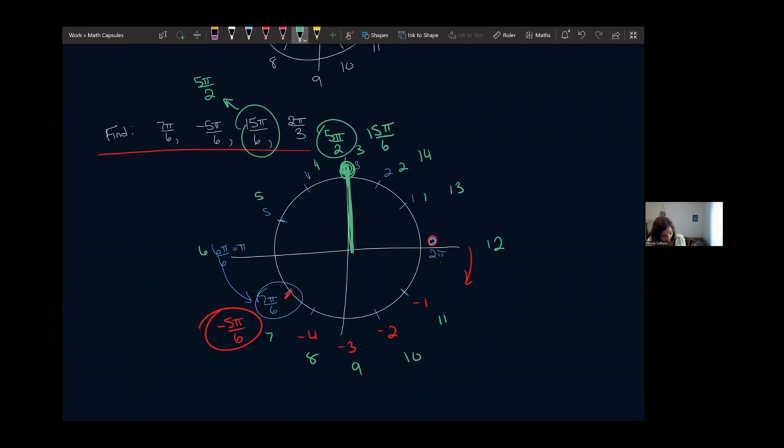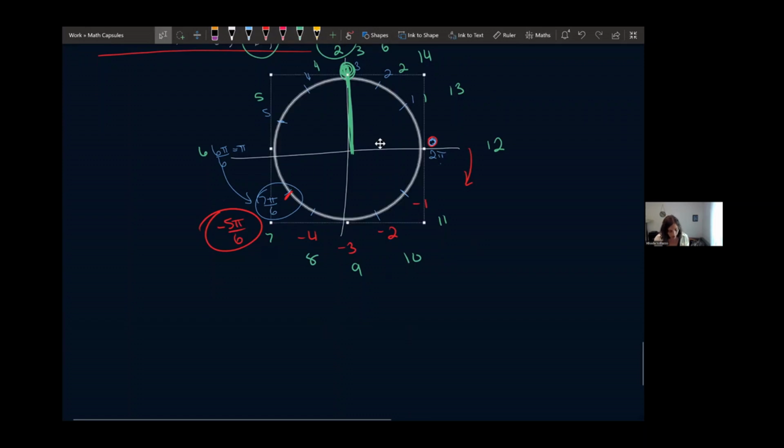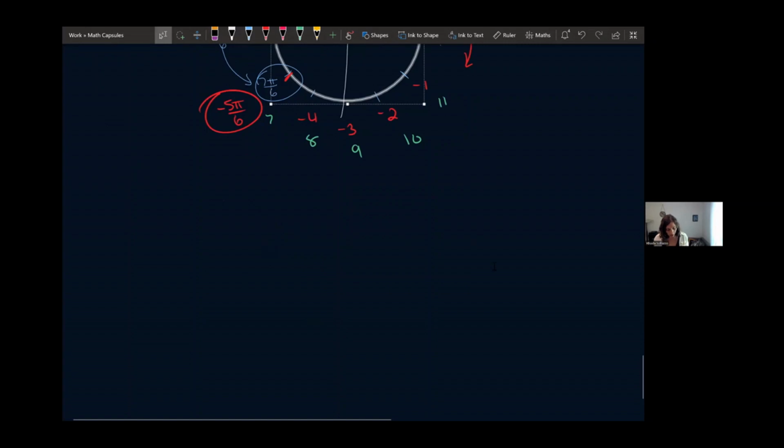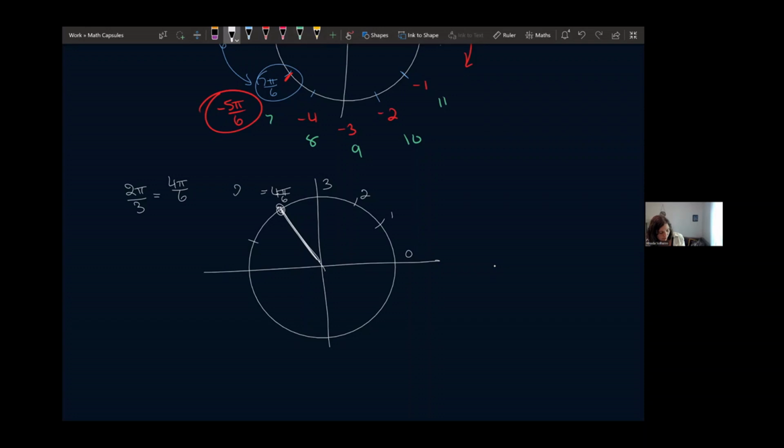Let me do the last one, but it's getting pretty messy here. So I'm going to start with a new circle. So last one is 2 pi over 3. Before I can do 2 pi over 3, I'm going to convert it to a question about pi over 6. So we just convert that to pi over 6. Now I can draw out my sixths and count. So 1 pi over 6, 2 pi over 6, 3 pi over 6, 4 pi over 6 is right here.